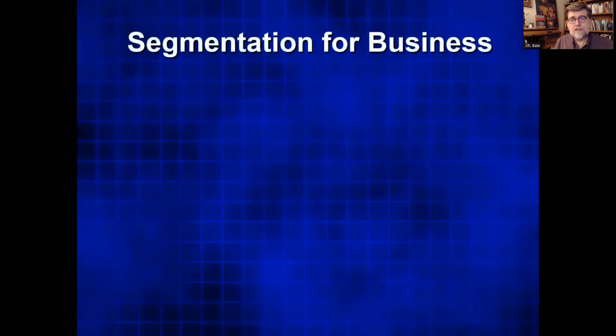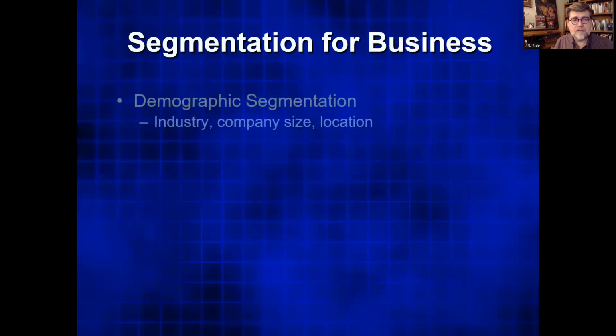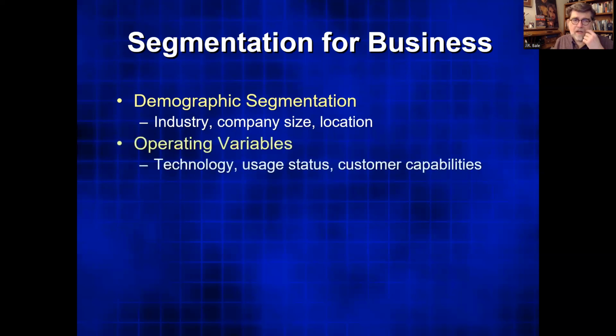This also applies not only to consumers, but also to businesses. If we're selling a certain business product, what industry is a company in? What size are they? Where are they located? That might indicate whether they would be a desirable customer for our product or not. Any other operating variables they may have, such as what technology are they using? Are they using PC? Are they using Mac? Are they using an older technology or a new technology?